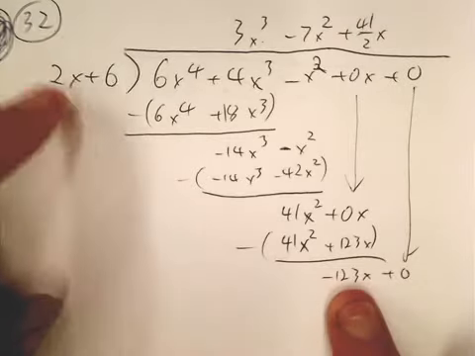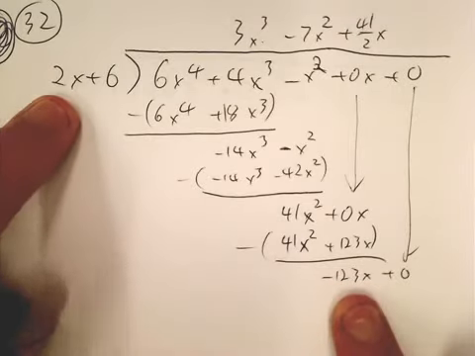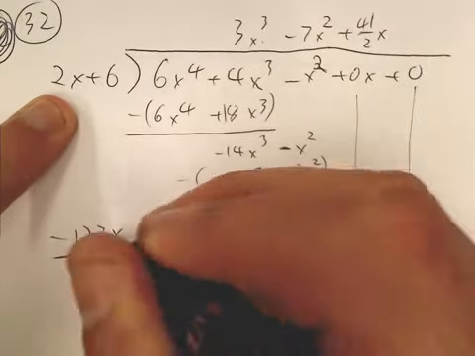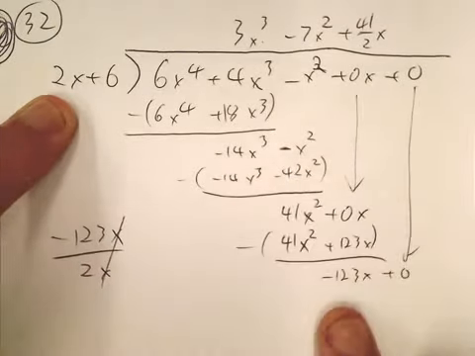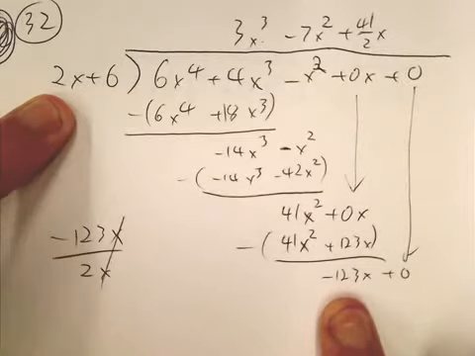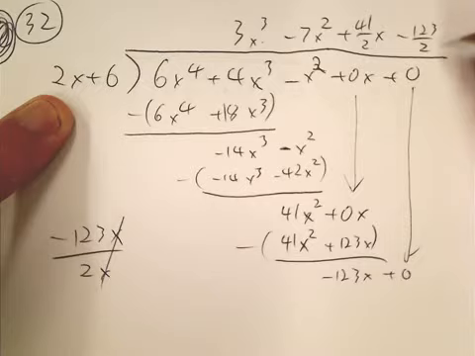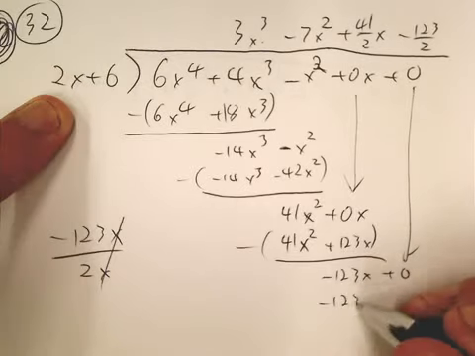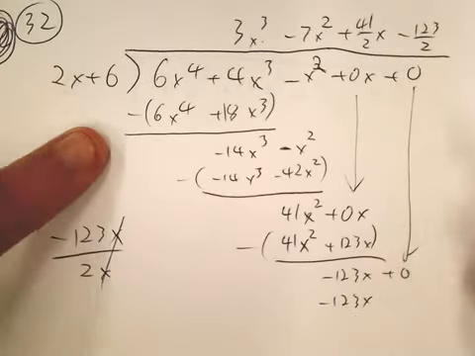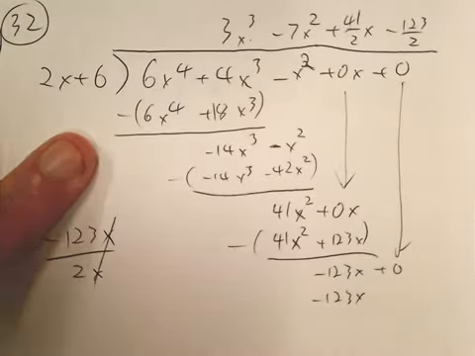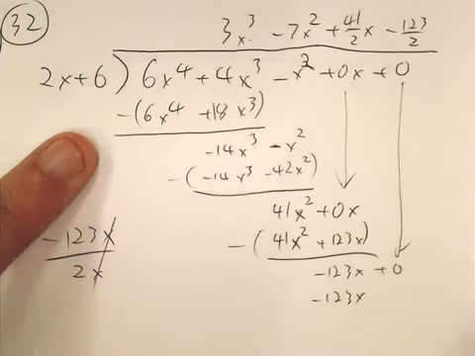I have this over this, negative 123x over 2. You could write it out, negative 123x over 2x. And the x's just cancel out. So my next thing I'm going to write is negative 123 over 2. That will always match. Negative 123 over 2 times 6. Negative 123 divided by 2 times 6, the same as times 3.